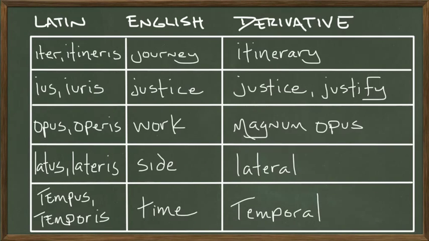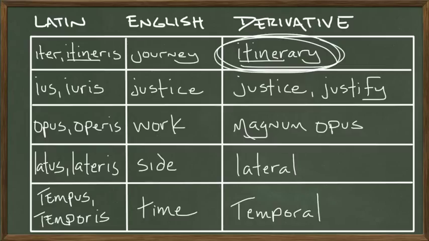Other third declension neuter words in Latin: iter, itineris, which means journey, and this is where we get the English word itinerary. So an itinerary is your plan for a journey, and you can see itiner right there in the word itinerary. Sometimes Latin will help you spell English words, not always, but sometimes. Actually, I should say often.